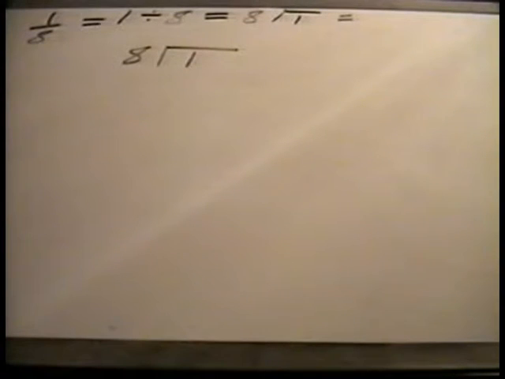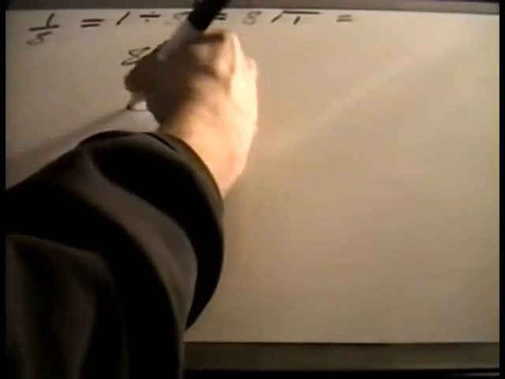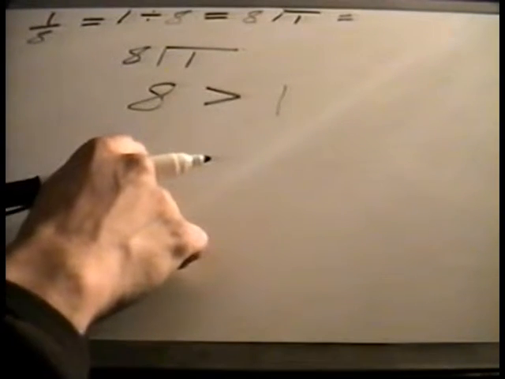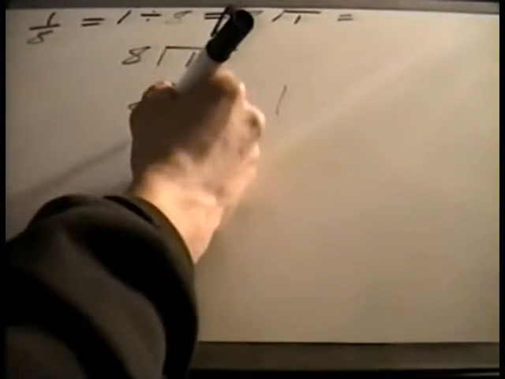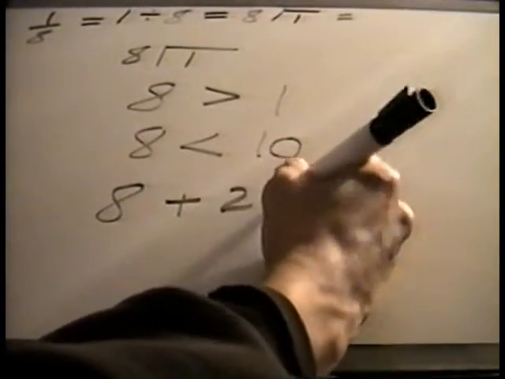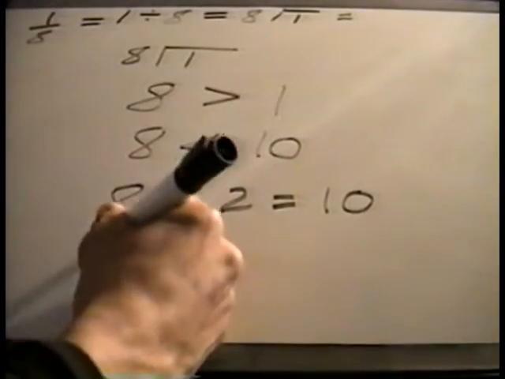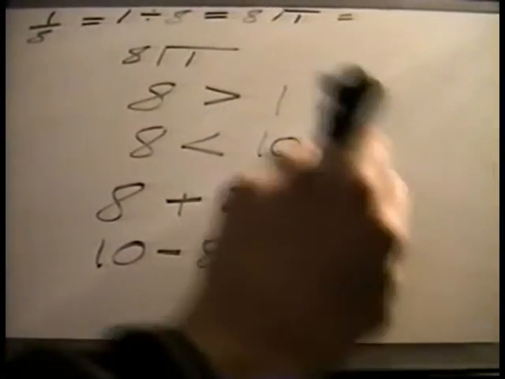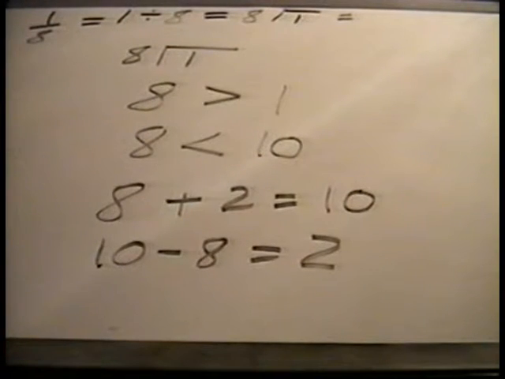Now 1/8, or 1 divided by 8. 8 is greater than 1, therefore 1 cannot be divided by 8 in this manner. But 8 is less than 10. 8 plus 2 is 10, or 10 minus 8 equals 2. You see that this 2 is going to come in.